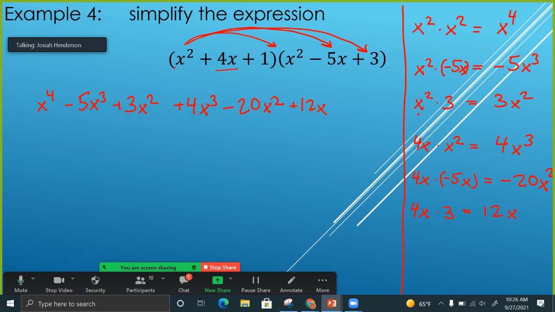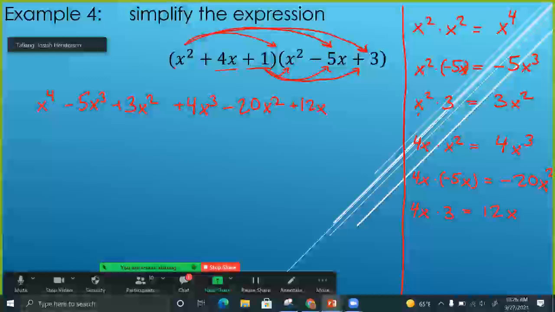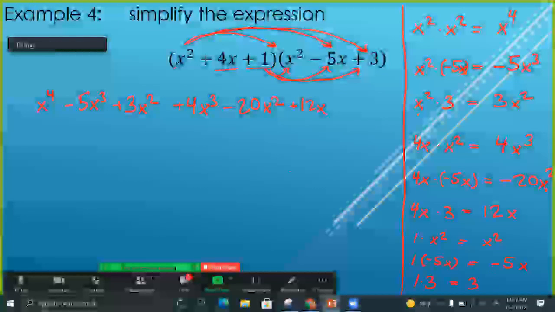Okay, and I'm running out of room, but we've still got to do 1 multiplied to everything in the second. The good news is 1 times everything in the second parentheses is just going to be all those terms. But I'll show what that would look like. 1 times x squared, that's just x squared. 1 times negative 5x is just negative 5x. And then 1 times 3 is 3. So I've got to add those in on the left side. So plus x squared minus 5x and plus 3. So this whole string on the left side, that's our answer.